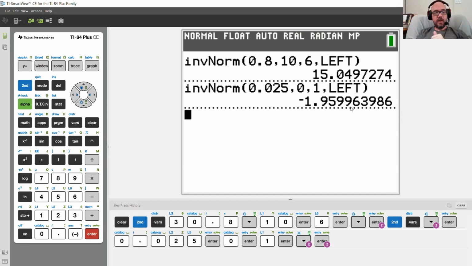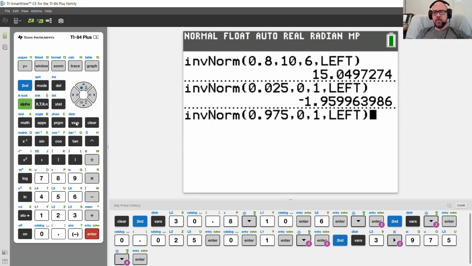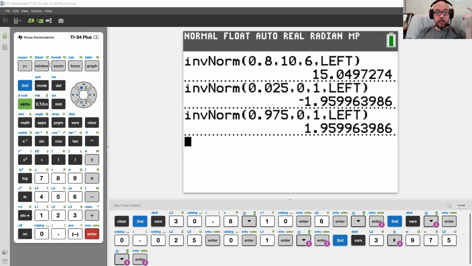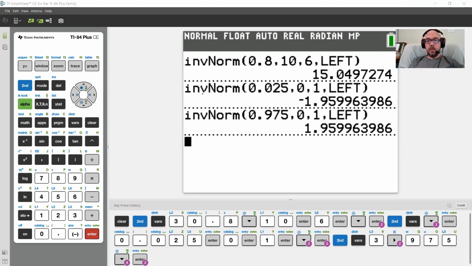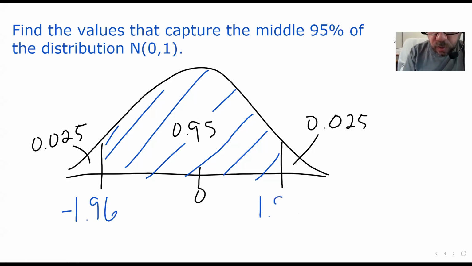I don't really need to find it. I'll go ahead and find it this time just to prove to you that that is correct. So inverse norm, 0.975. Same thing with positive, right? So let's go back to a whiteboard here. Clear off a little bit of space. Change color. All right, so this is negative 1.96, and this is 1.96.